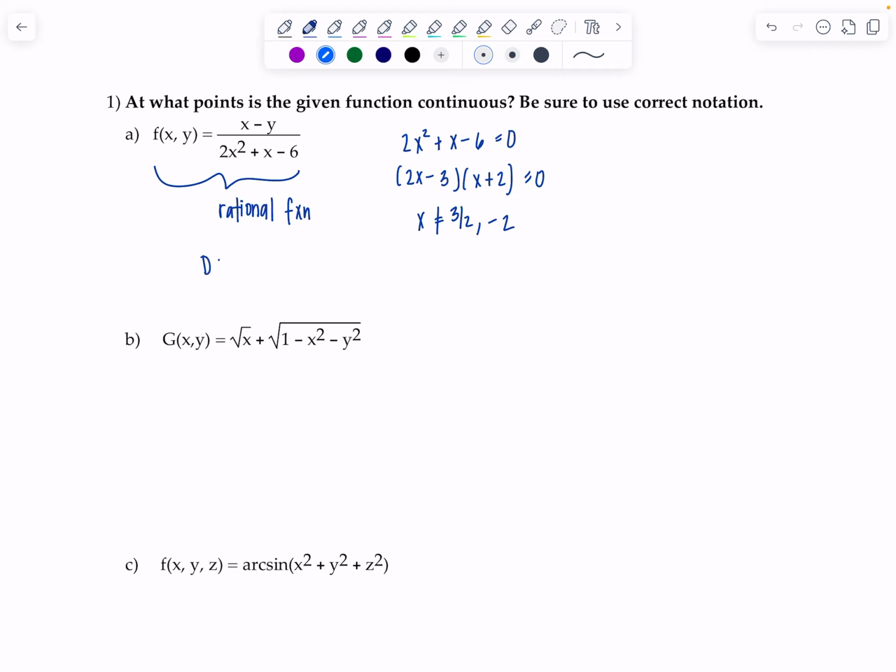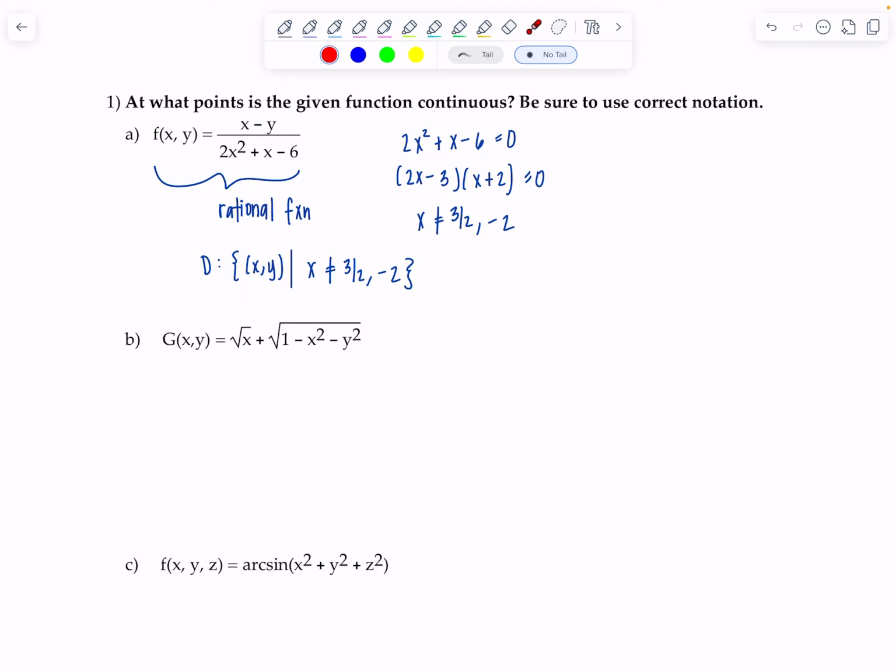So our domain, and here's where you need to be careful, is the set of all ordered pairs xy such that x is not equal to 3/2 or negative 2. Okay, make sure you're in the right dimension, basically. You wouldn't say your domain is all x's because this is a function of two variables. And then you write that vertical line such that, and then you list basically your criteria or your restrictions. Okay, let's look at the next one.